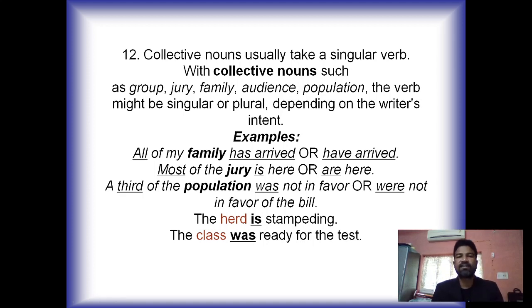Collective nouns usually take a singular verb. With collective nouns such as group, jury, family, audience, population, the verb might be singular or plural depending on the writer's intent. Check out collective nouns like jury, group, family, audience, population. They are all plural nouns actually. They are all plural. Okay?